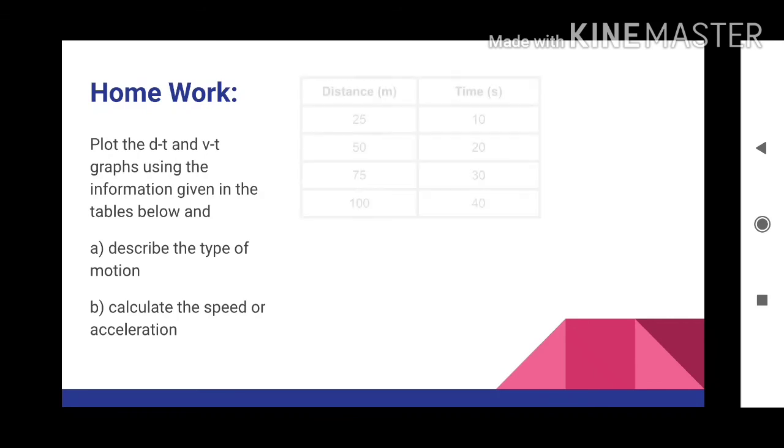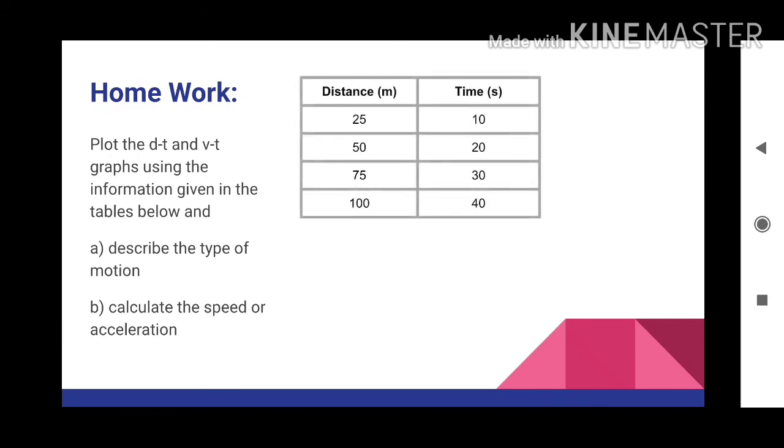So the tables are as follows. First, it is a distance time table, so you have to plot a distance time graph and tell us what kind of motion the body is exhibiting. Is it uniform, non-uniform, constant speed, varying speed, or is it at rest? You have to tell that looking at the graph.